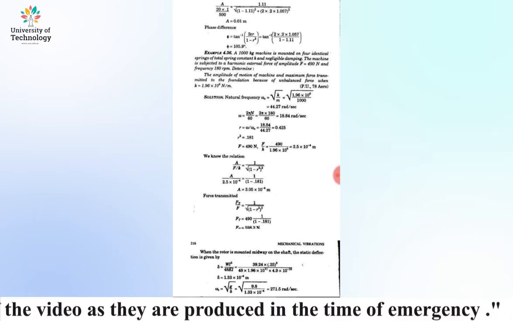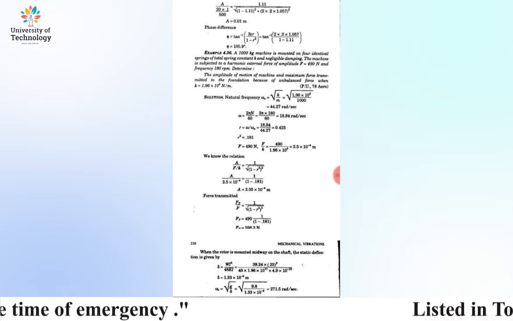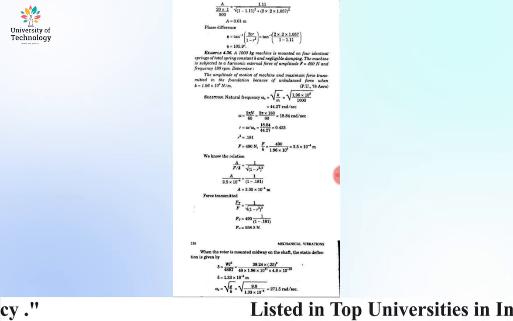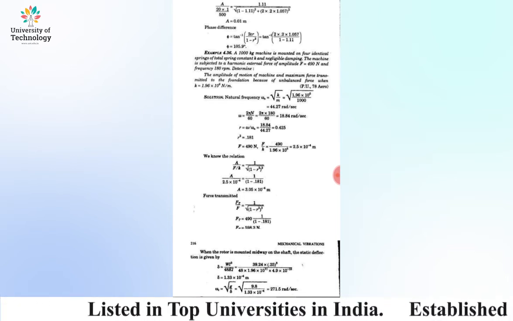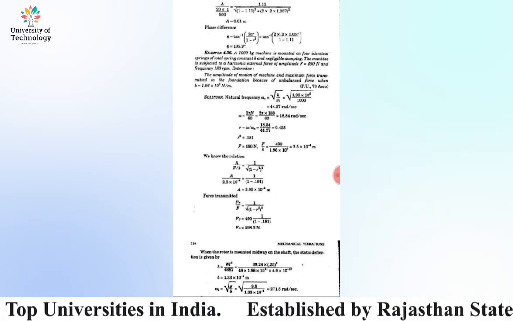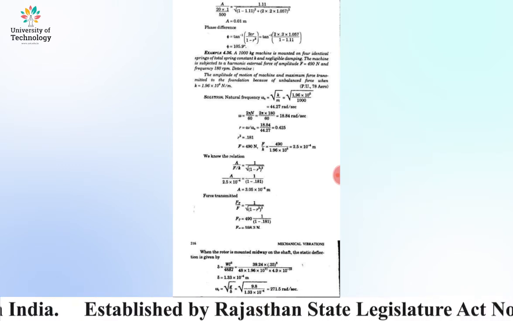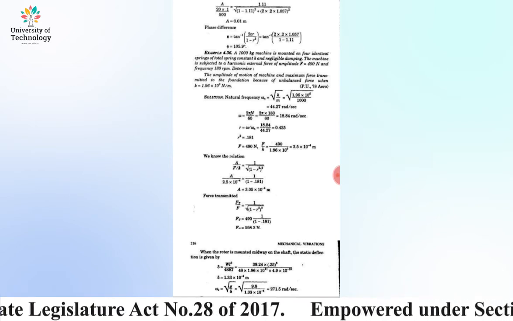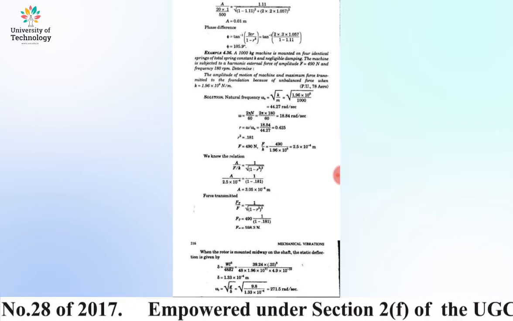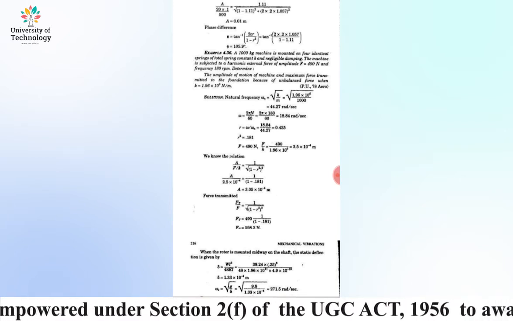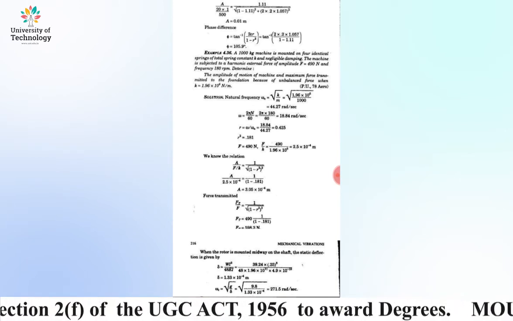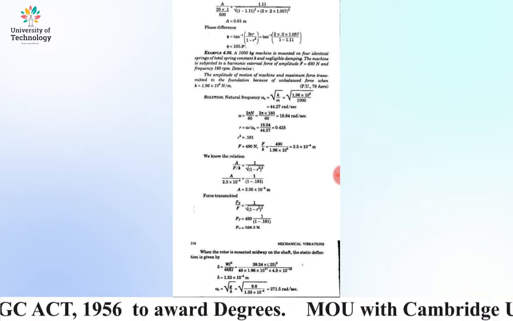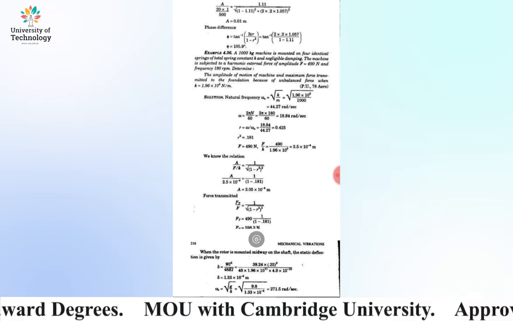And the phase difference phi is equal to tan inverse of 2 zeta r upon 1 minus r square. Here the value of zeta is equal to 0.20 and r is 1.057. By solving this we get the value of phi is equal to 105.9 degree.